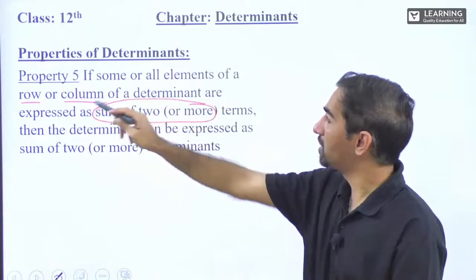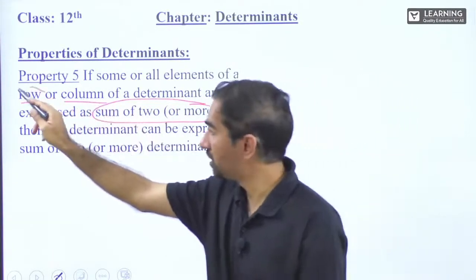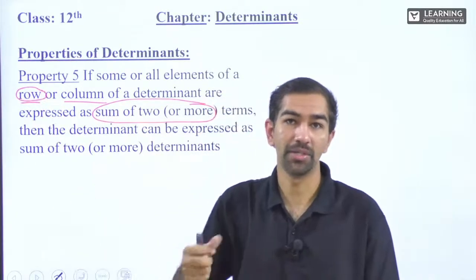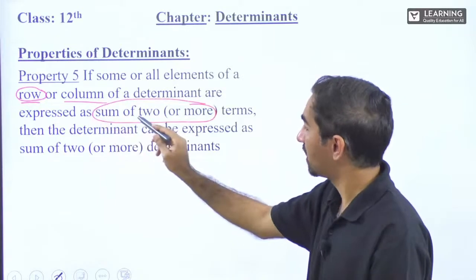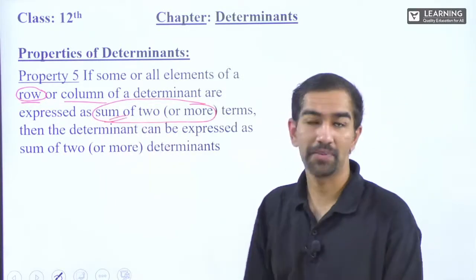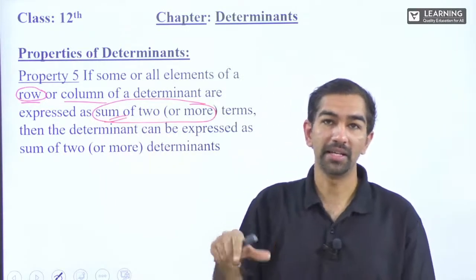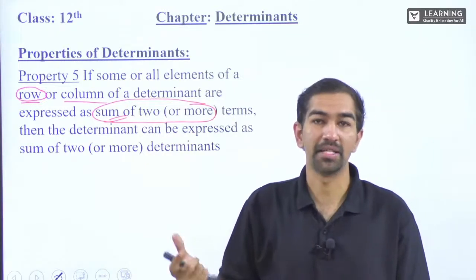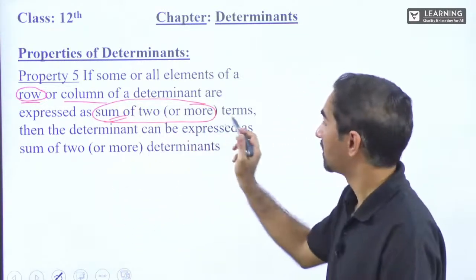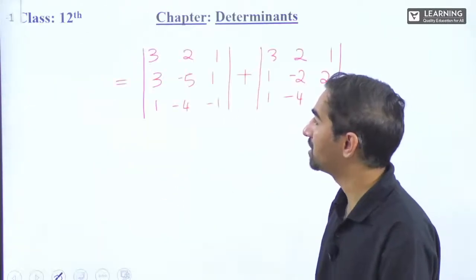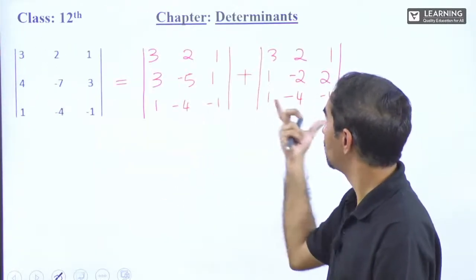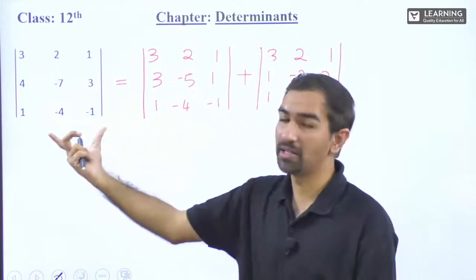If some or all elements of a row, so we have chosen the row here, and which row we have chosen? We have chosen the second row. So row of a determinant are expressed as sum. We have expressed that as sum, right? So 3 is written as 1 plus 2, minus 7 is written as minus 5 and minus 2. Correct? Sum of terms, then the determinant can be expressed as sum of 2 or more determinants. So that is nothing but the sum of these both determinants will be equal to this determinant.